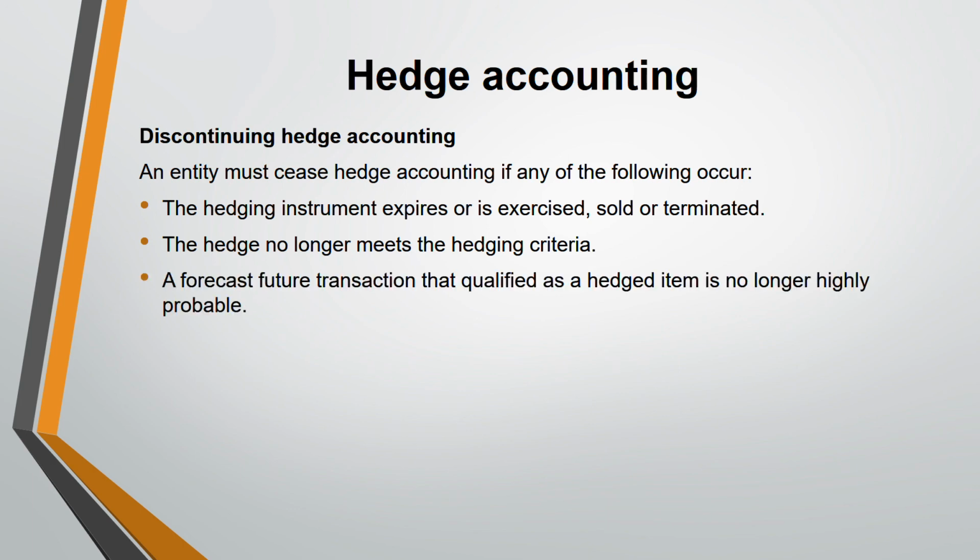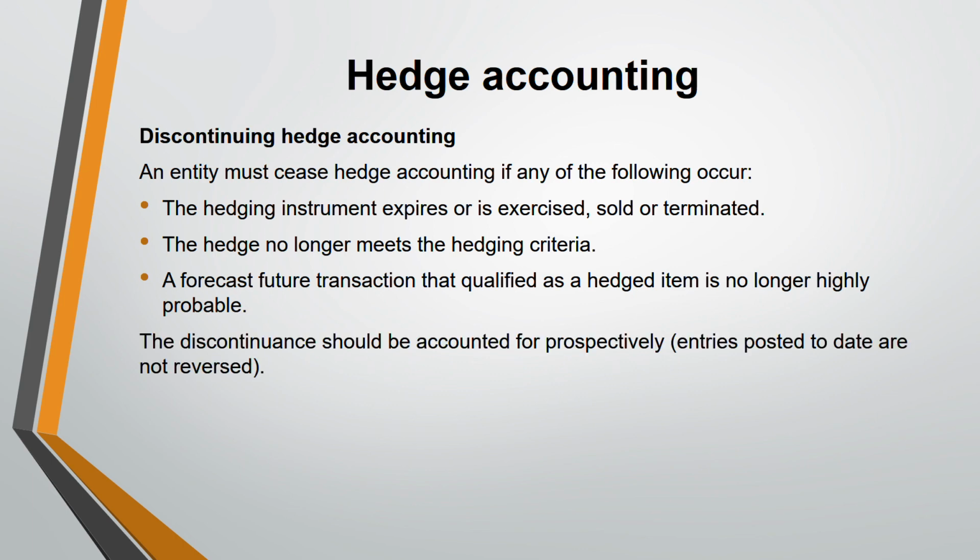Or the forecast future transaction that qualified as a hedged item. Remember, when you want to hedge anything, it is something that has to be forecast in the future. That's why you are using a hedged item. That's why you are hedging it, because in the future you are not sure, uncertainty is there, you want to hedge it. Fair value will change in the future. So if that forecast is no longer highly probable, that means there is a very small chance of that transaction happening, then you cannot hedge it. It does not qualify as a hedged item, so you discontinue hedge accounting.